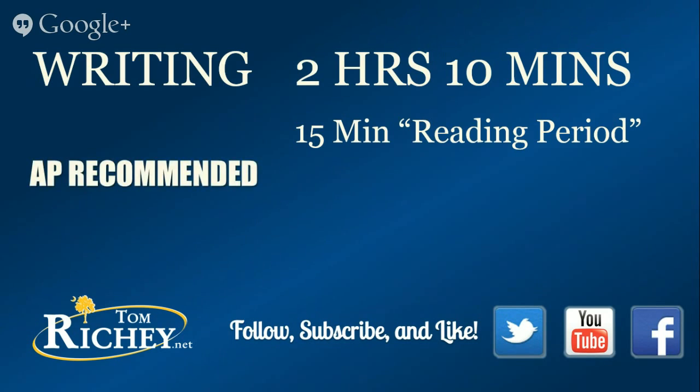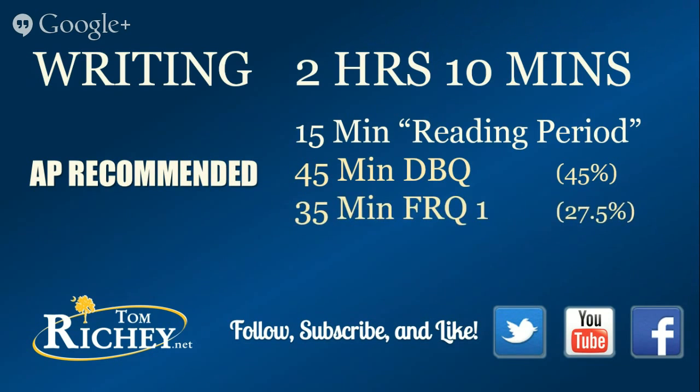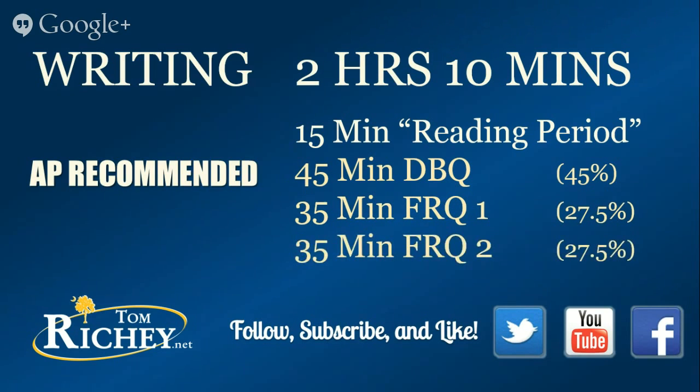After that 15-minute reading period, AP recommends that you spend 45 minutes on the DBQ. That counts for 45% of your writing score. That's an hour total for the DBQ. Then they recommend 35 minutes apiece for FRQ1 and FRQ2. FRQs 1 and 2 each make up 27.5% of your writing score, which collectively makes up half the test. So you see where the big money should really be on the DBQ, because that's 45%. And even if you don't know content, if you know the system, then you should be able to do okay.